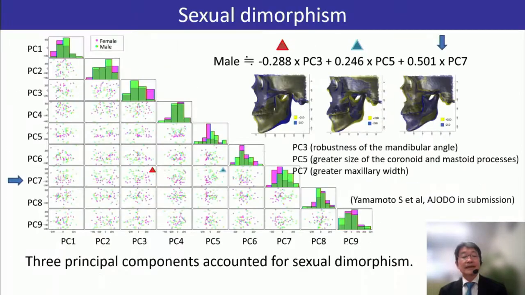And this is the result on sexual dimorphism. We also found 3 principal components that account for the sexual dimorphism, and these principal components are associated with these skeletal features. The combination of principal components 7 and 3 successfully separated males and females, and the combination of PC7 and 5 also separates males and females.